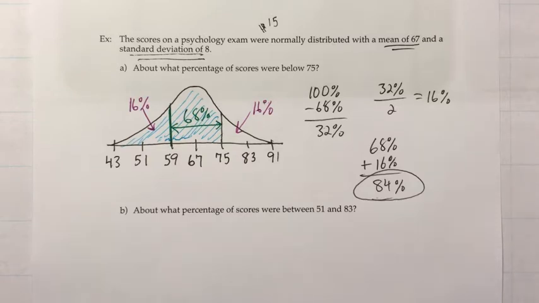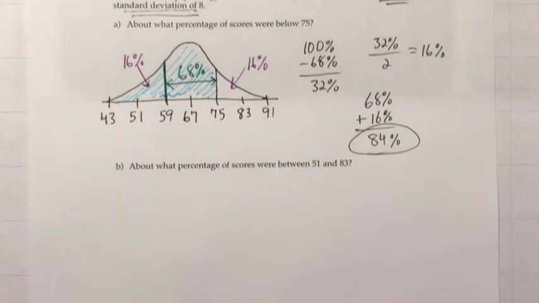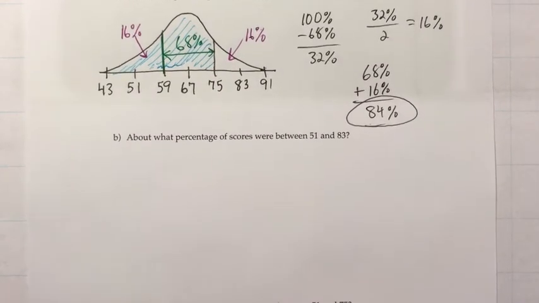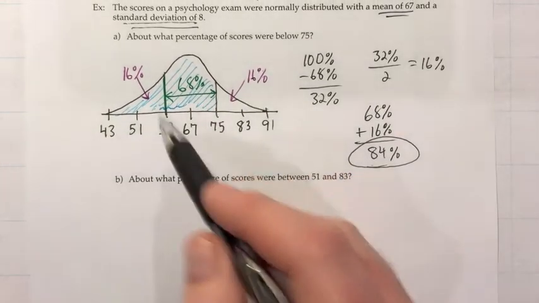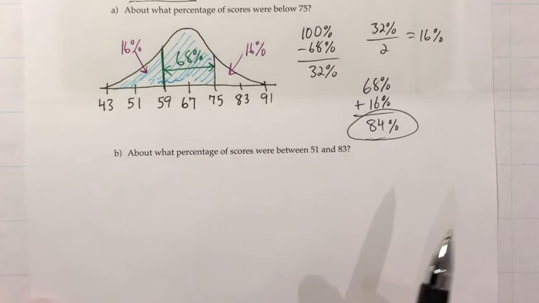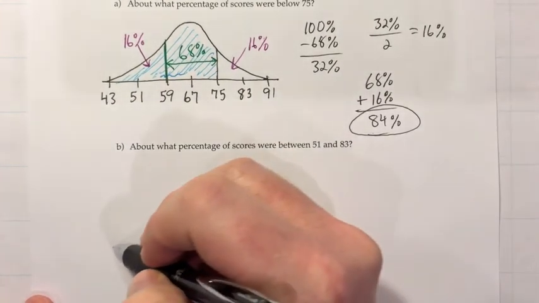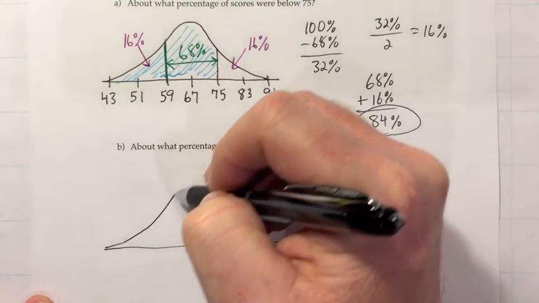Moving on to the next part, part B, about what percentage of the scores were between 51 and 83. All right, so I always want to really think about the graph when I answer these kind of questions and have a nice picture that I can mark up. And this picture is already very crowded, so I don't want to try and use the same one. So I'm just going to quickly duplicate that picture down here. Be a lot faster to do this time because we've already thought through the numbering.